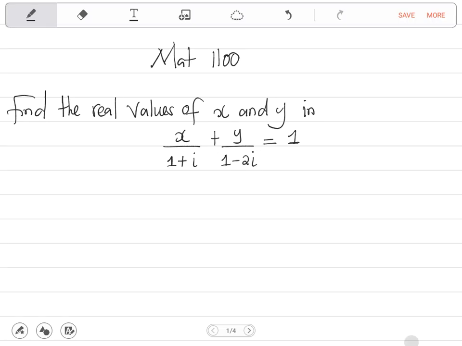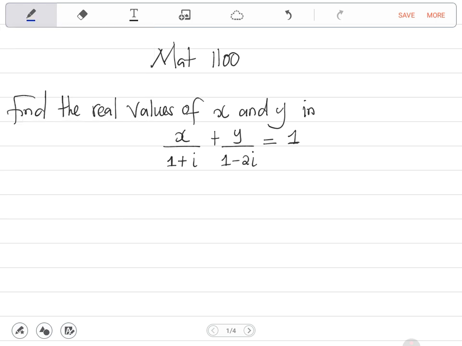Let us look at this question in Math 1100 under complex numbers. It says find the real values of x and y in this complex number equation. All right. So, you may just go straight and start doing it, but I want you to do the correct thing.